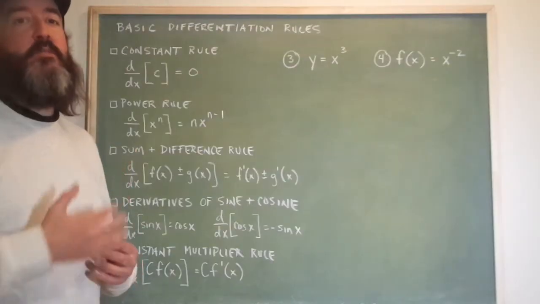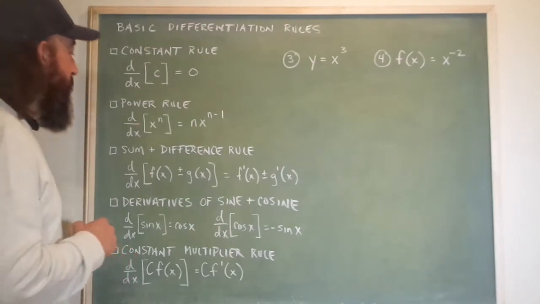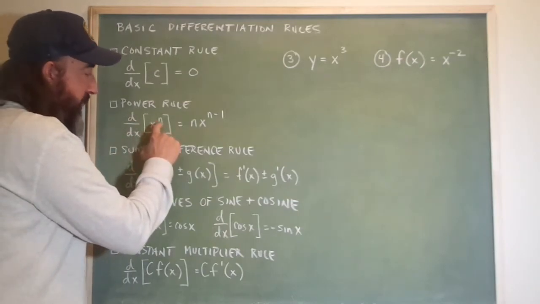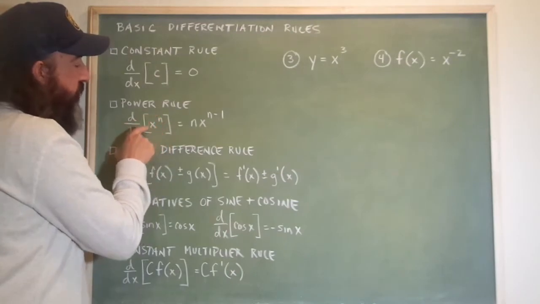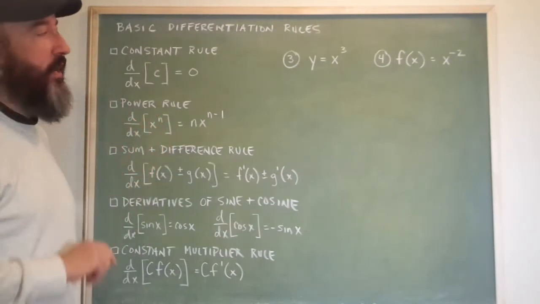I'd have to say this next basic differentiation rule, the power rule, is the highlight of today's lesson. The power rule says that if we have to get the derivative of a variable with an exponent, all we need to do is take that exponent and move it into the front, and then subtract 1 from the exponent. Let me show you how that works.